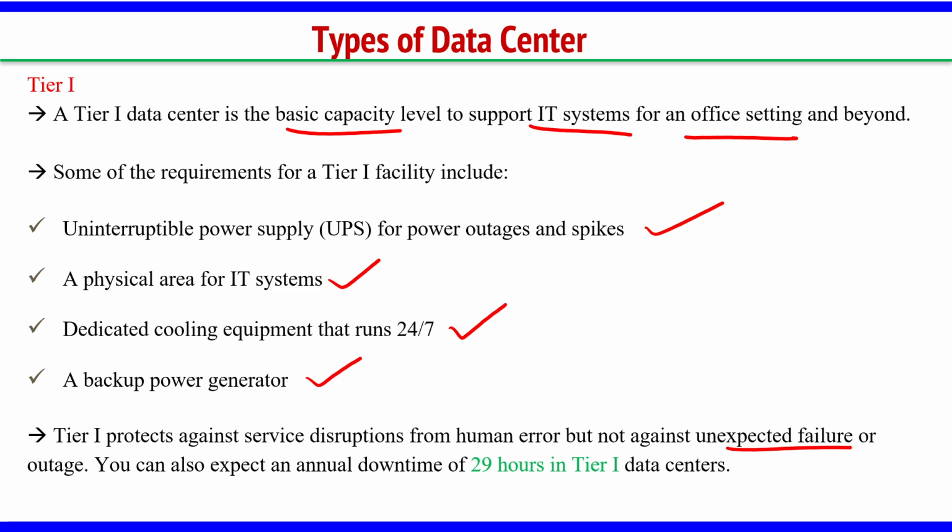If some outage or unexpected failure happens, we have to bring down the data center and make the changes. That's why you can expect an annual downtime of 29 hours in a tier 1 data center. So annually, on average, tier 1 data centers are not available for 29 hours.